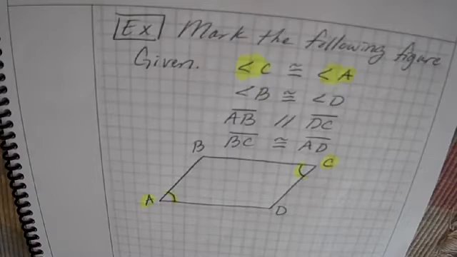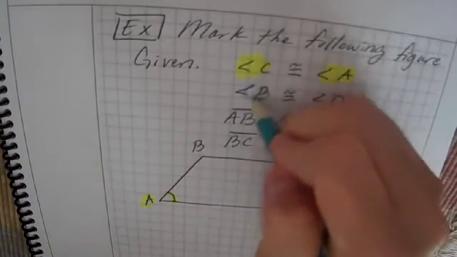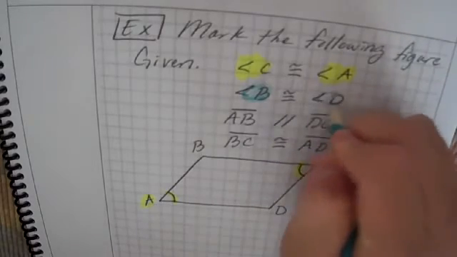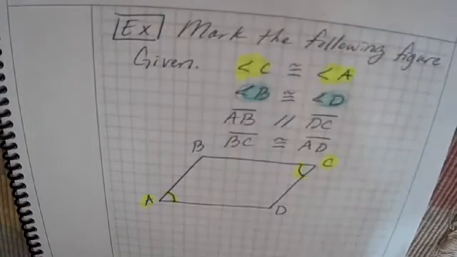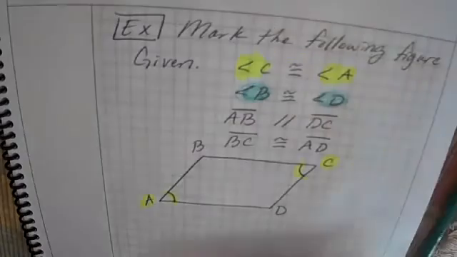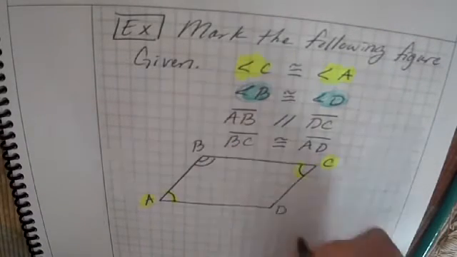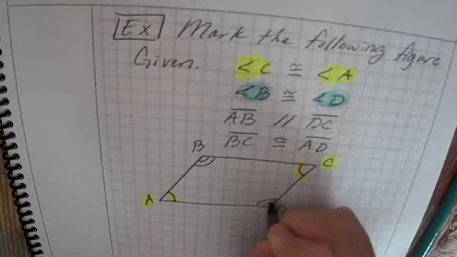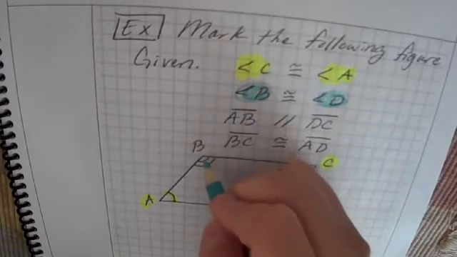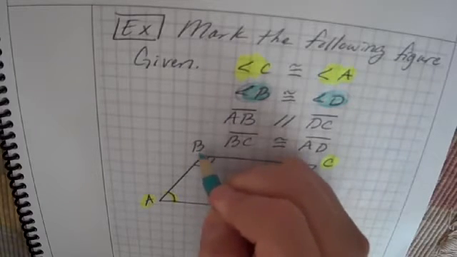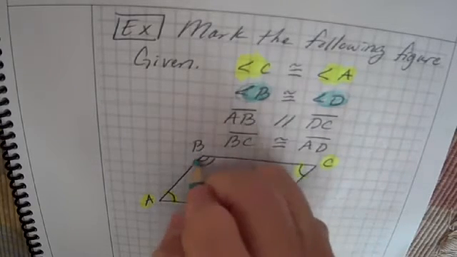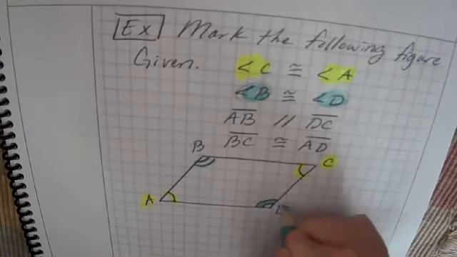All right, so similarly, I have angle B and angle D are congruent, right? Okay, so I'm going to do the same thing with those. I'm going to show that these two are congruent. I'm going to do two swoops on each of these here. 1, 2. So now I know that angle B, and I know that this is angle B because the vertex here is labeled with the B, right? So angle B and D are congruent.